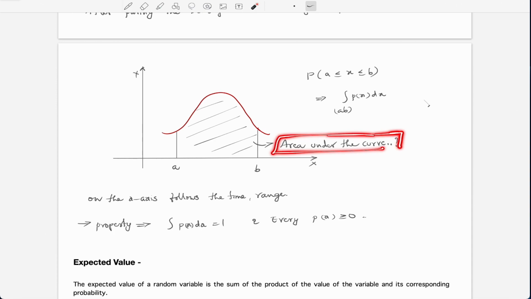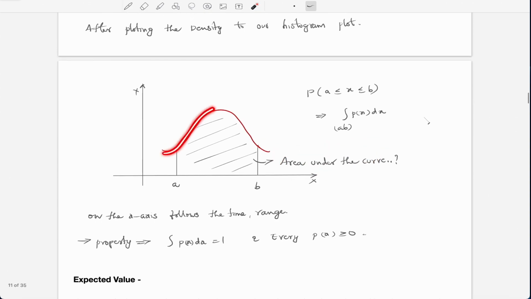So this is a task for you: what is the area under the curve? This is homework. Just mention the timestamp and comment down below. What is the area under the curve? This is a task for you. We just simply find that area under the curve.